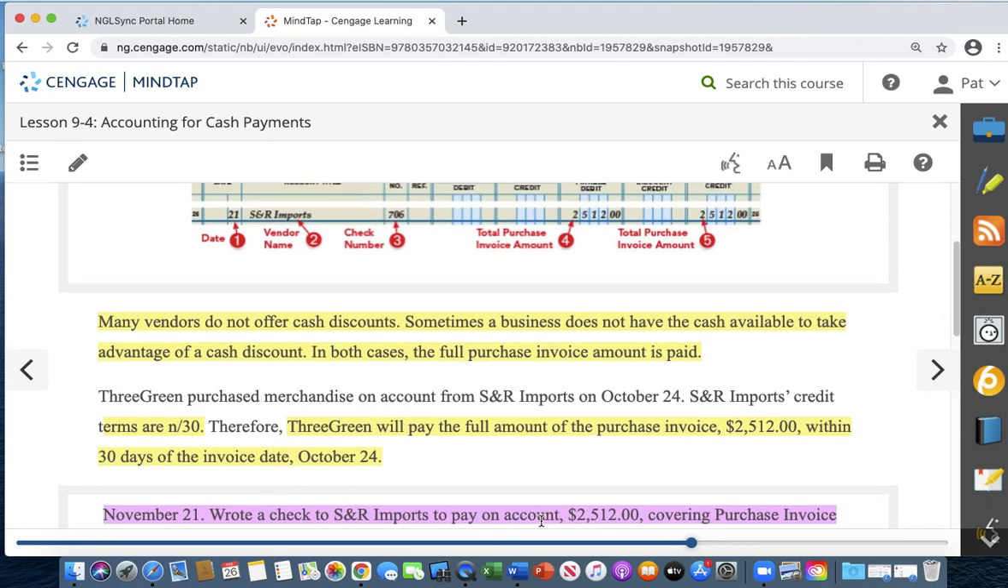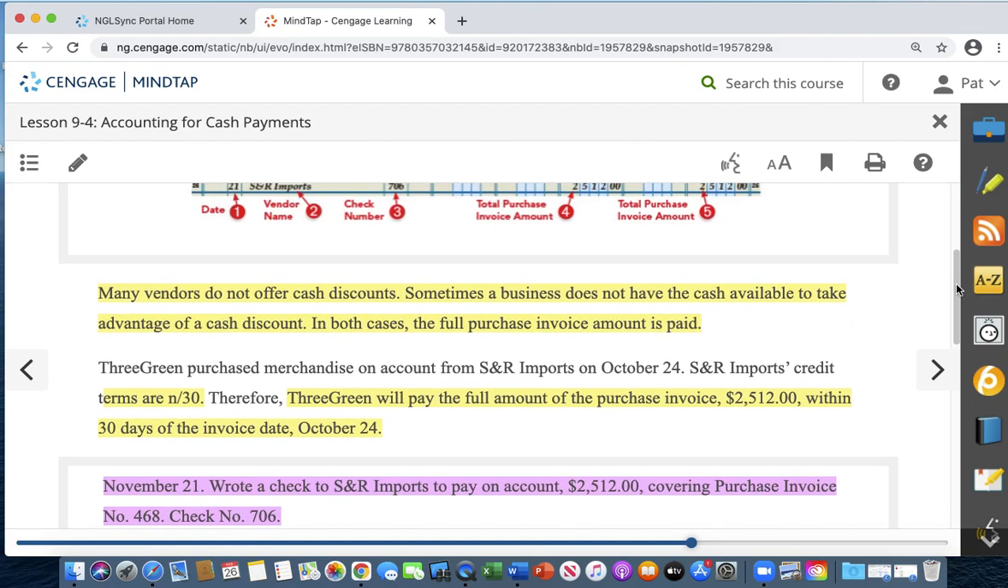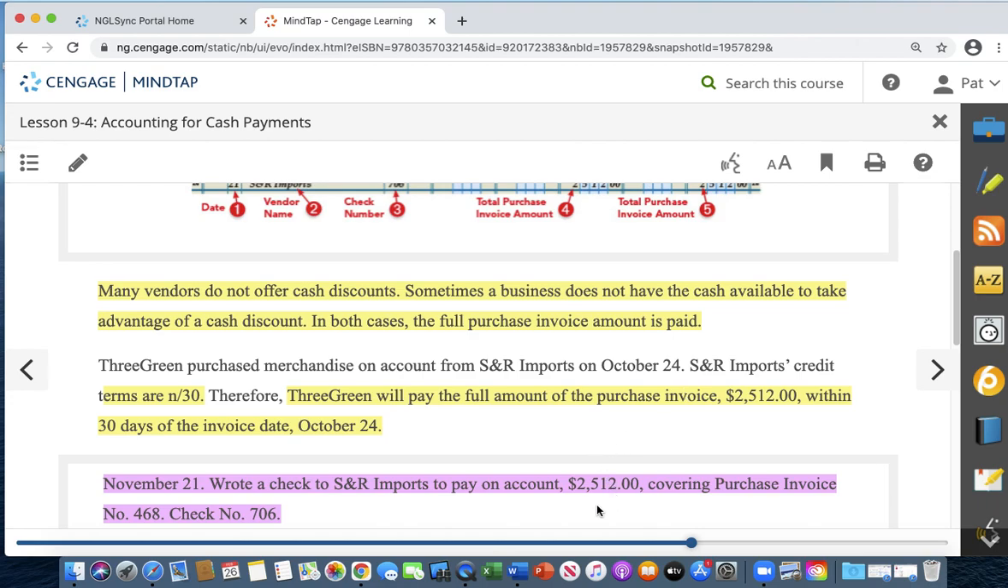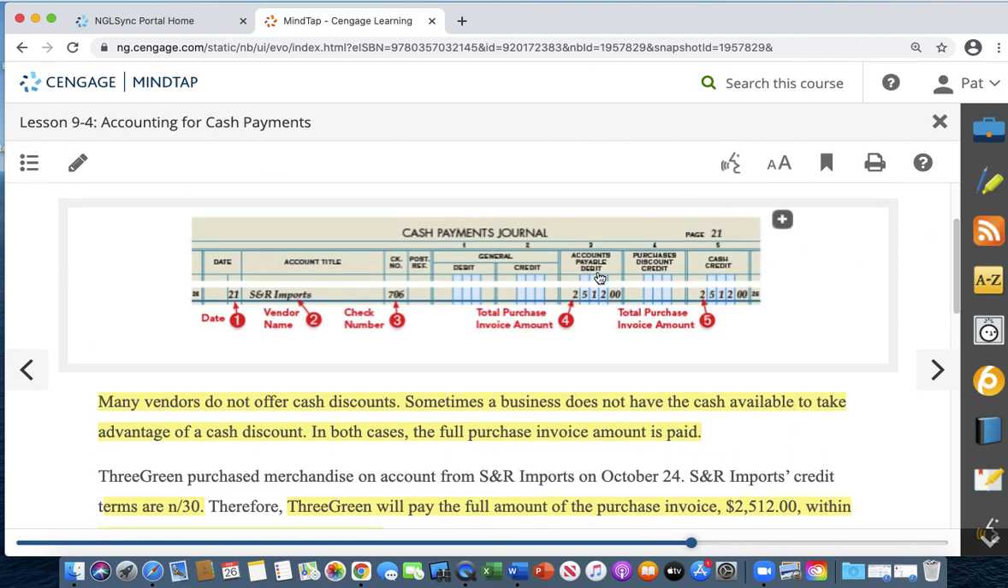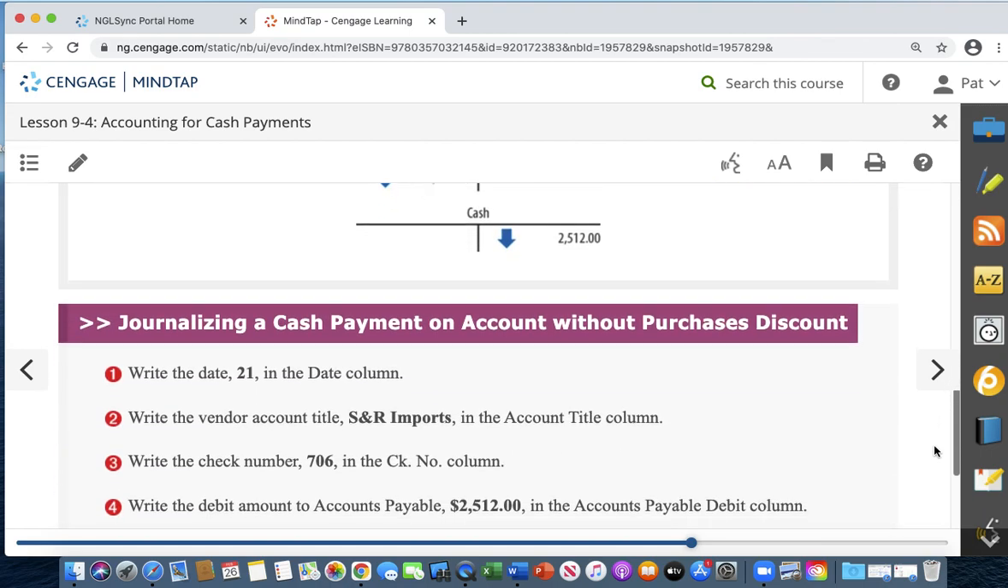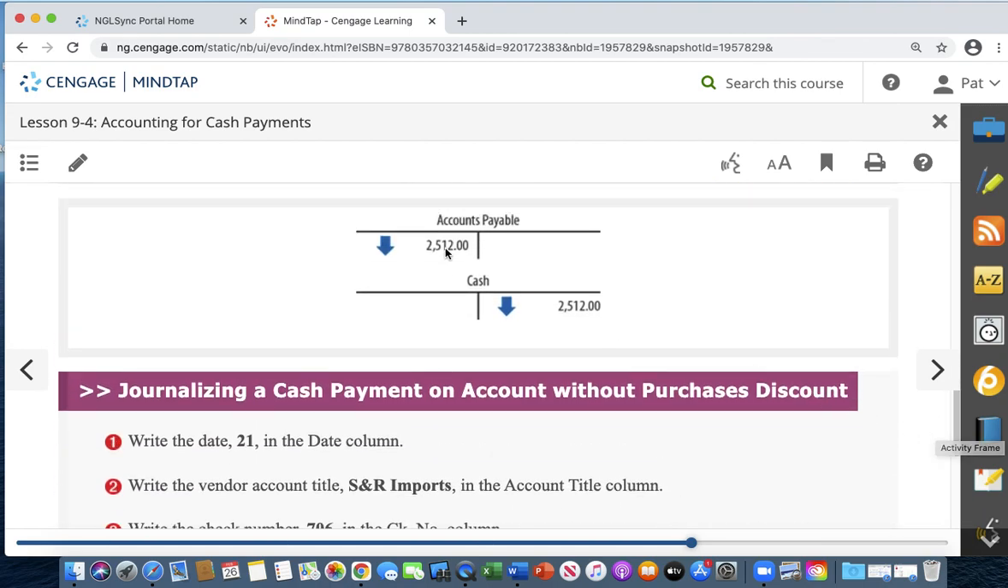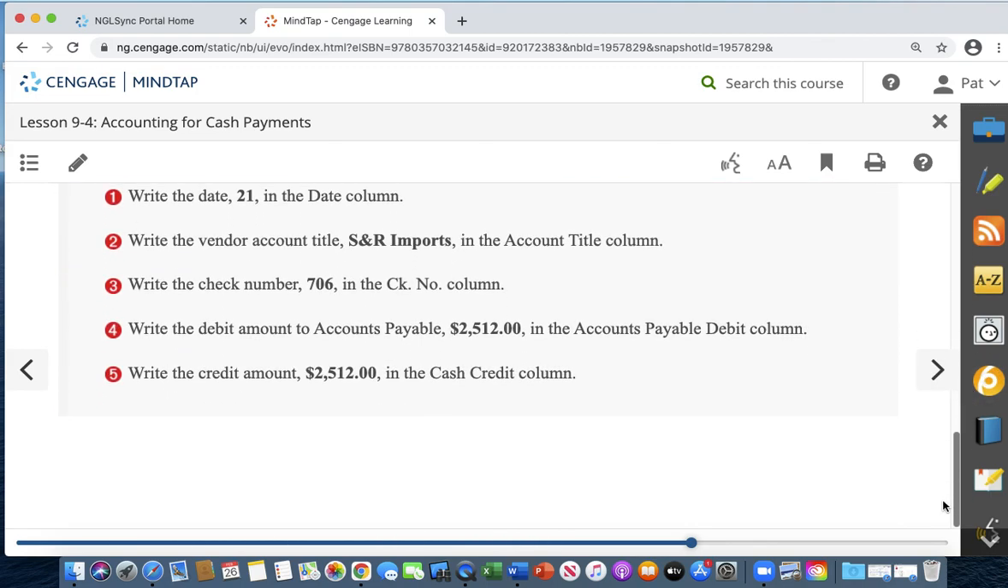Wrote a check to S&R Imports to pay the amount. Purchase invoice, again, they're giving you the purchase invoice check number. What they might do in a mastery problem is not even give you the amount. They might make you go back to your purchases journal and find the invoice and see how much money you owe them and then pay it. Well, that's pretty self-explanatory. We're paying a bill, debiting the payable, crediting cash. We did that stuff before. We're just kind of doing it in a different way, and that shows you what's going on. You're lowering accounts payable, we don't owe them that much money anymore, but we're also lowering cash. And they give you the steps.